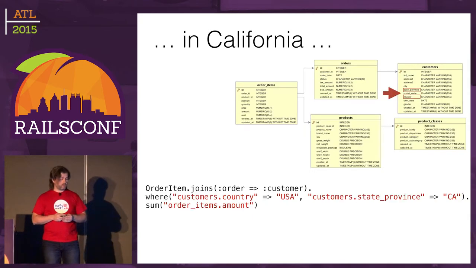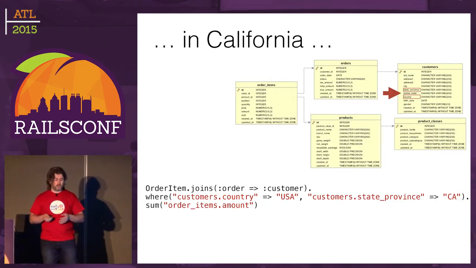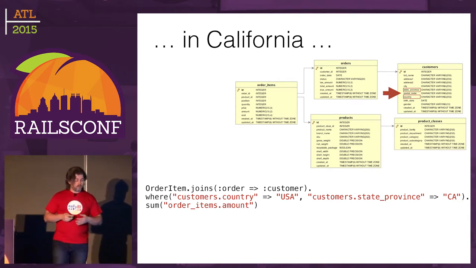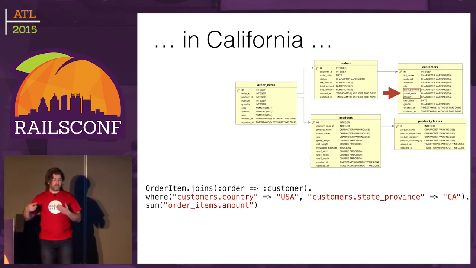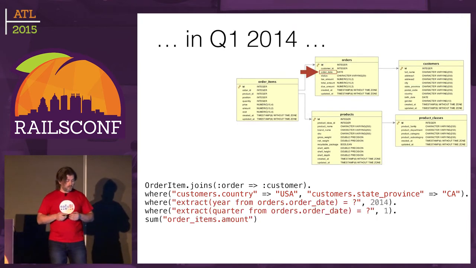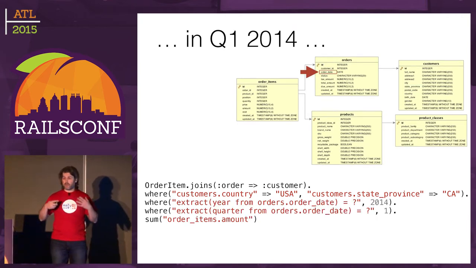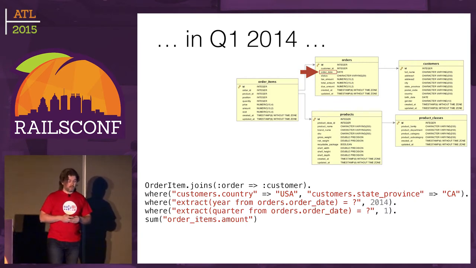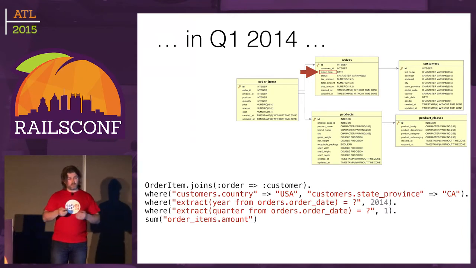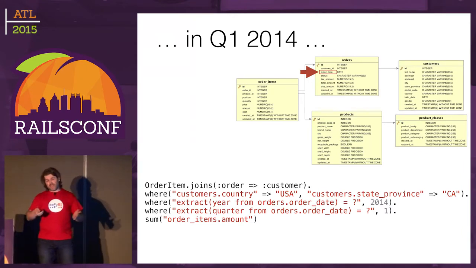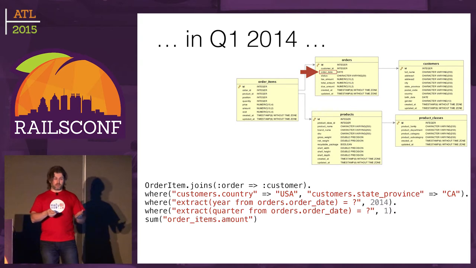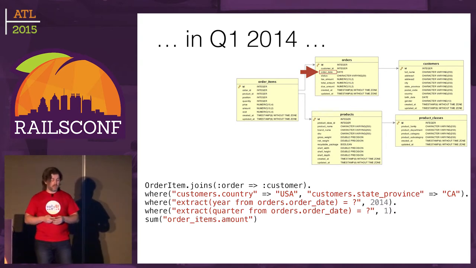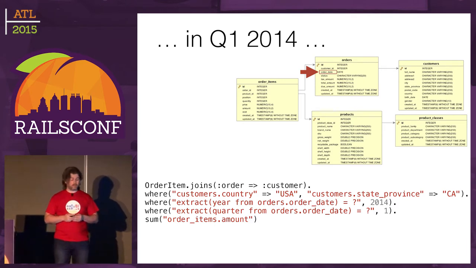Now, the next question is in California, where do we have this geography? Okay, geography we have in the customers table. Therefore, we need to join from order items to the orders table, join customers, and add a condition that the customer's country is USA and state is California. Now, in Q1 2014, where do we have this time information? It's the order date in the orders table. We have already joined the orders table. We need to put a condition. So we could translate this condition to say that the date is between 1st of January and 31st of March. But we would like to stick to the original criteria, and therefore we will extract the year from the date and extract the quarter from the date. And we'll use Postgres-specific functions for that, and we'll limit that to 2014 first quarter.